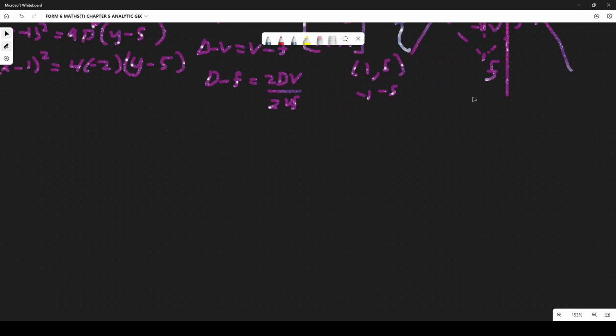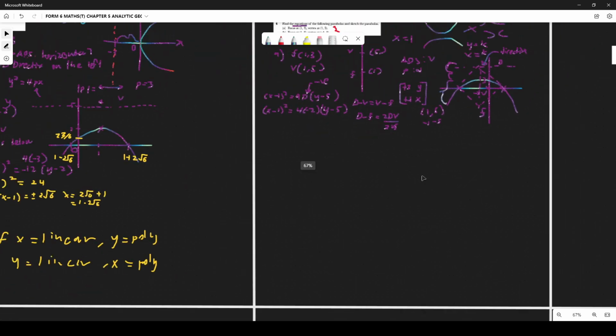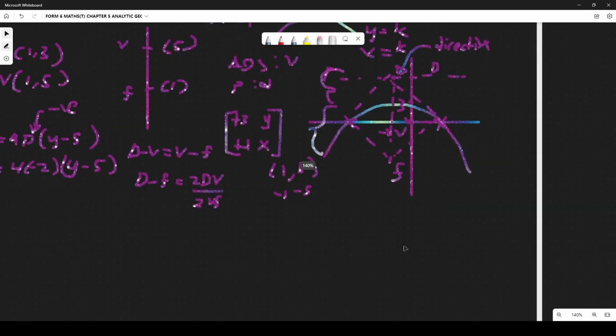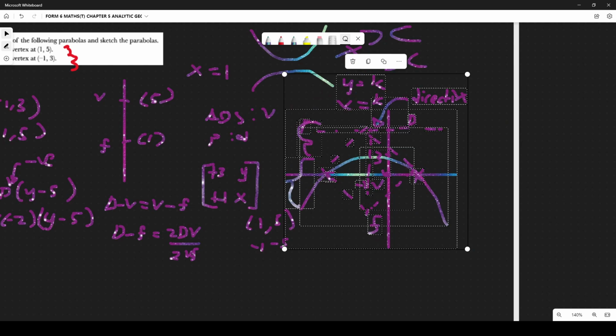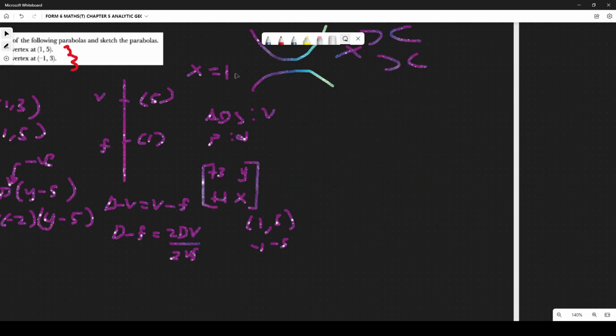Do I have a lot of space here? Okay, I'll reserve the space for B. I'll erase this for now. I hope you are jotting this all down, but if you're not, don't worry, this class is recorded. Okay, let's sketch our graph.